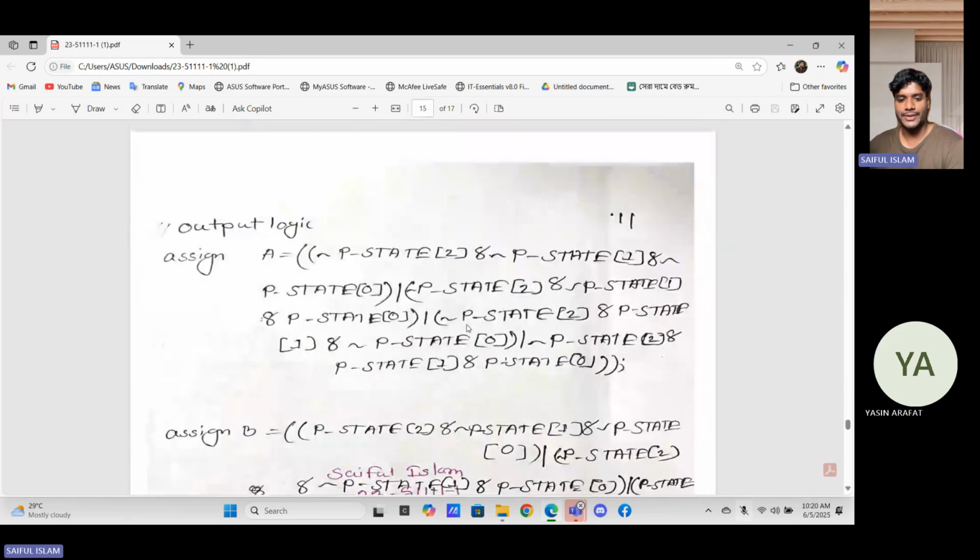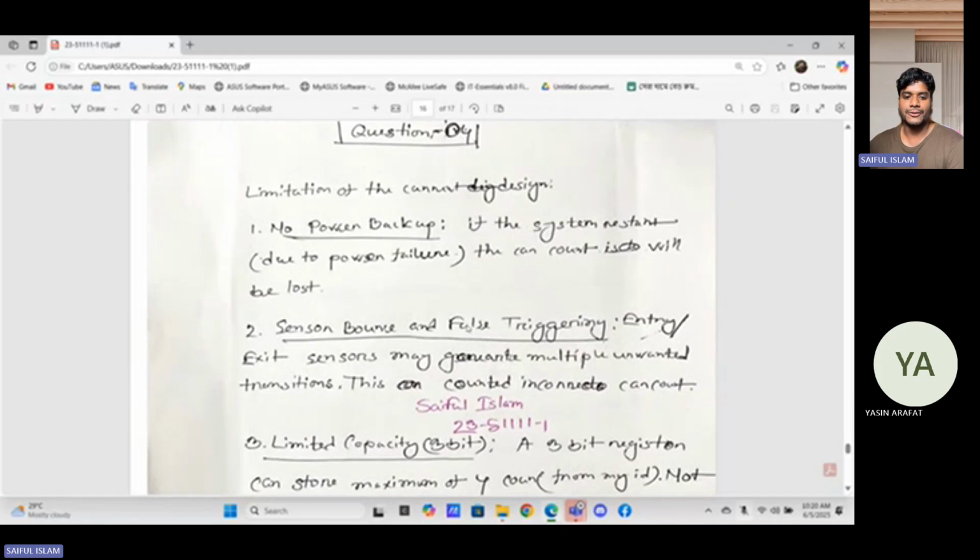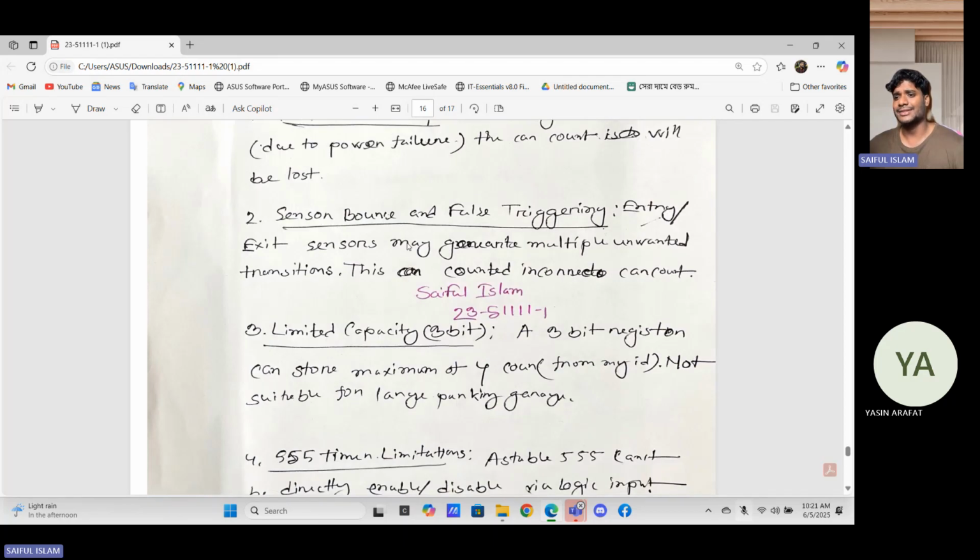Now question 4. Finally, we analyze the system's weaknesses and suggest improvements, like adding a microcontroller for larger parking areas. So this is my identified limitations. Here: no power backup, sensor bounce and false triggering, limited capacity.